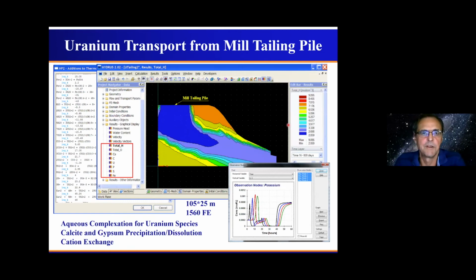Another example is this example where we simulated uranium transport from mill tailing piles. So we did this example for the IAEA, the International Atomic Energy Agency in Vienna, where we show them how these bioreactive transport models can be used in these practical applications. And here, as an example, I just show some of the aqueous complexation reactions which are considered in this system.